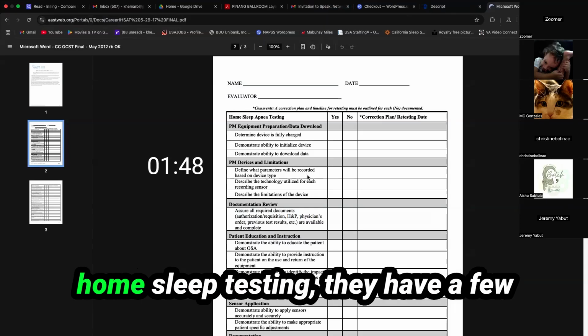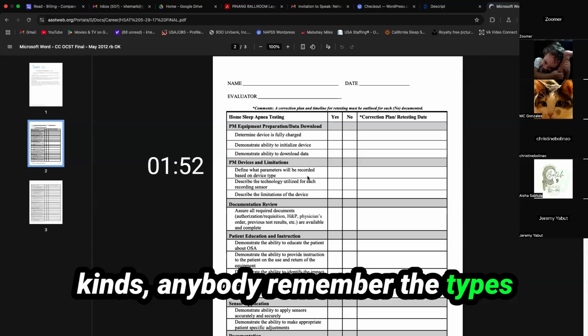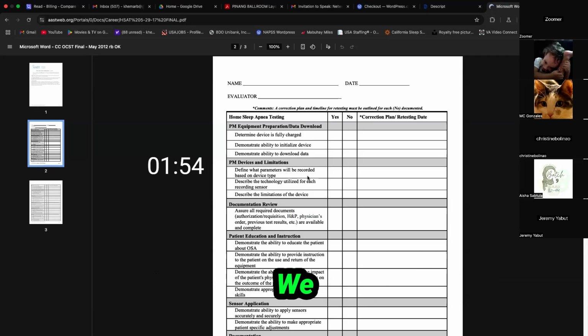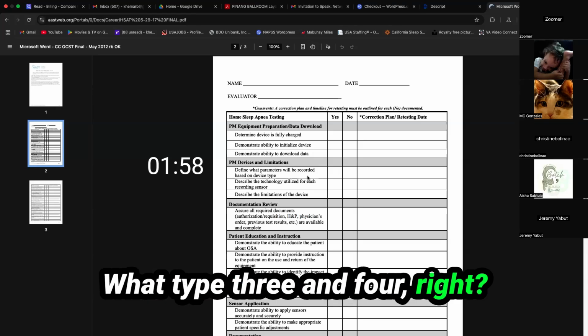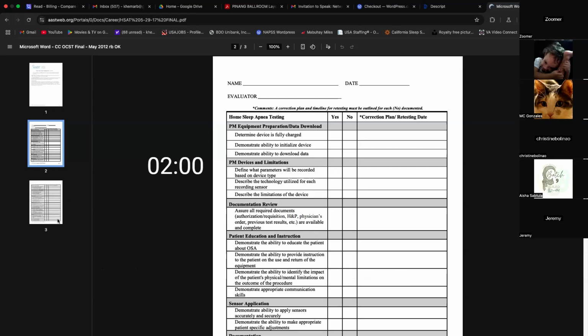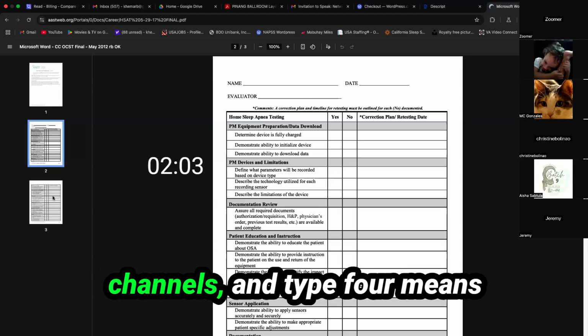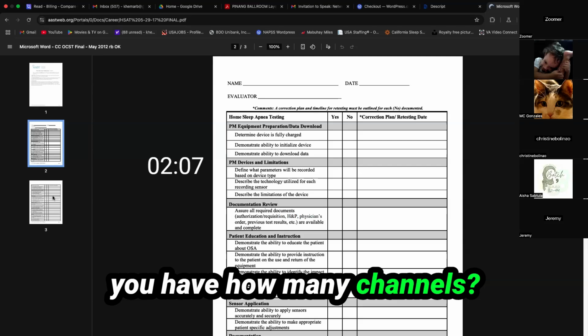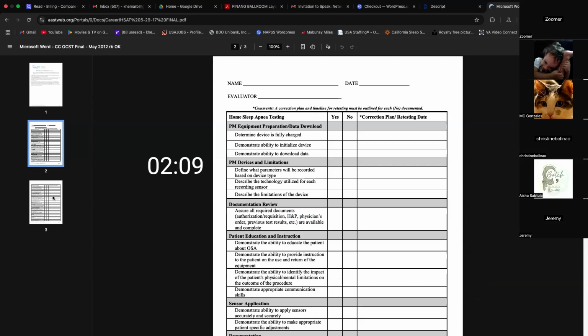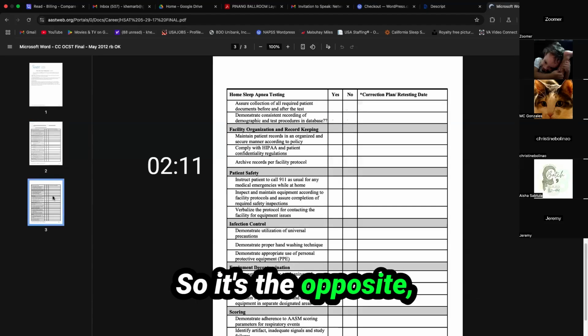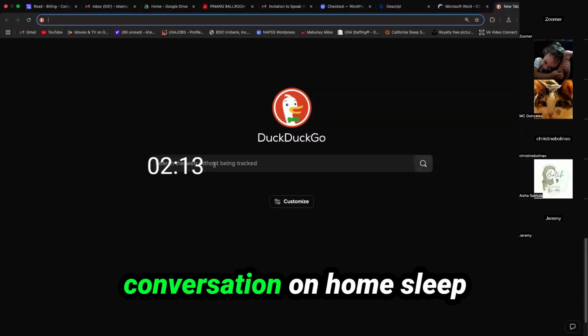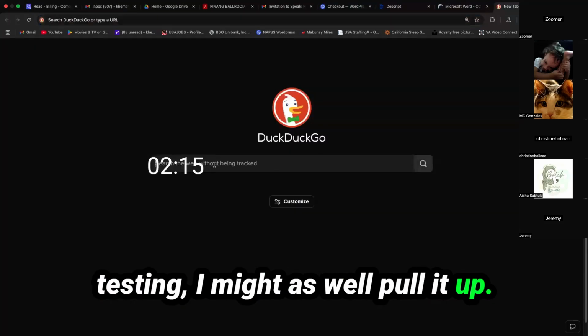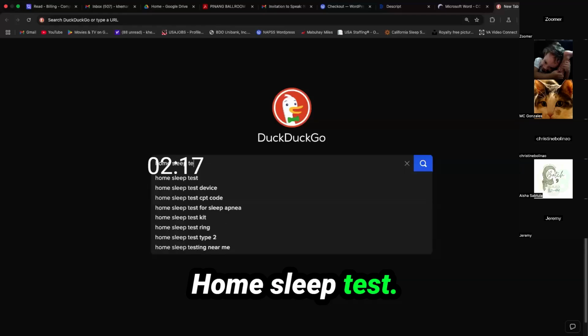So in the home sleep testing, they have a few kinds. Anybody remember the types of home sleep testing devices? We call them what? Type 3 and 4, right? What's type 3? So type 3 means you have 4 channels, and type 4 means you have how many channels? Three, sir. Yes, so it's the opposite. Since I already started this conversation on home sleep testing, I might as well pull it up. Home sleep test.